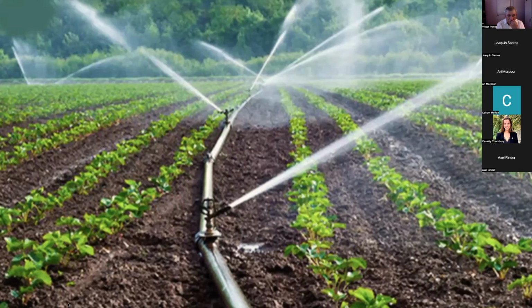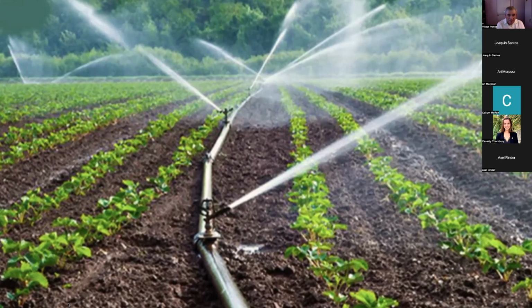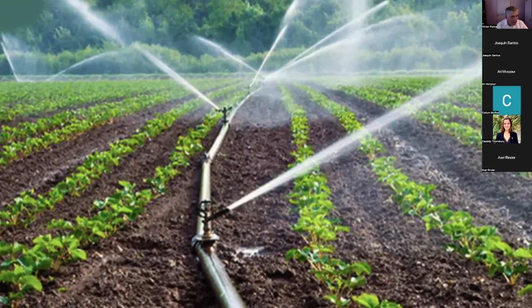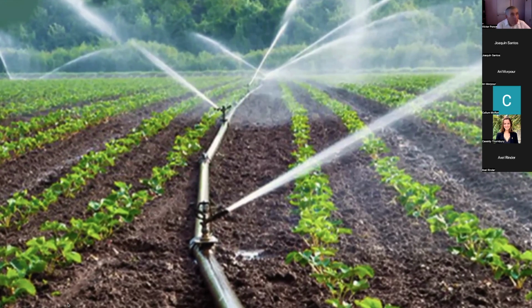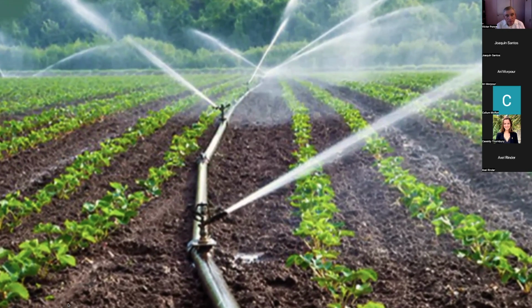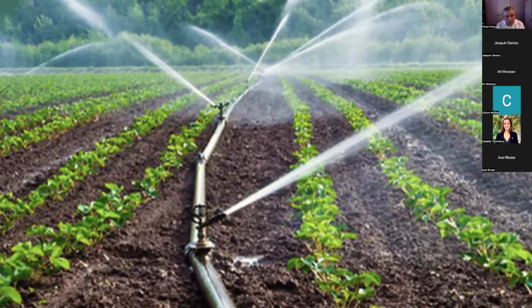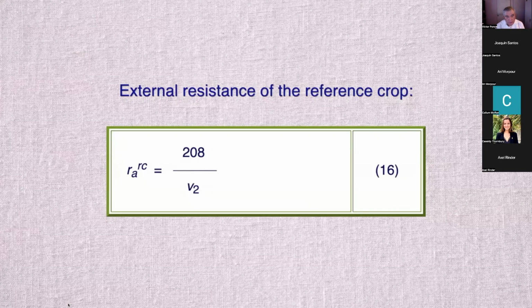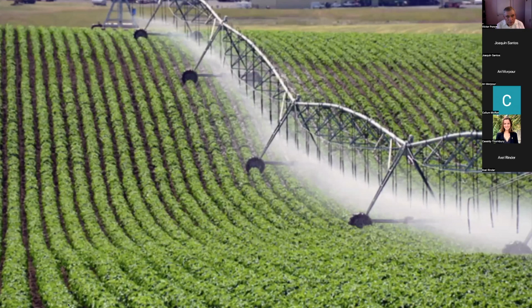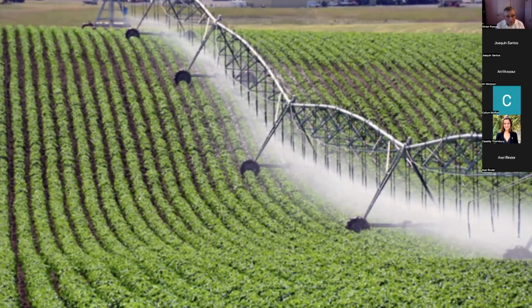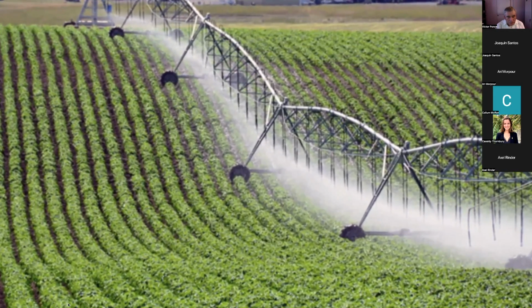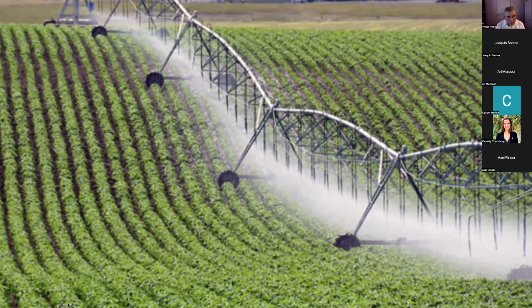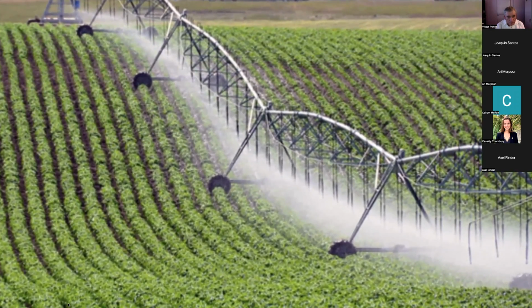The external resistance R sub A in seconds per meter for the reference crop, that is, clipped grass, 0.12 meter high, for measurements of wind speed in meters per second, temperature and humidity at a standardized height of 2 meters is. For instance, for V sub 2 equal 200 kilometers per day equal 2.31 meters per second, the external or aerodynamic resistance of the reference crop is.